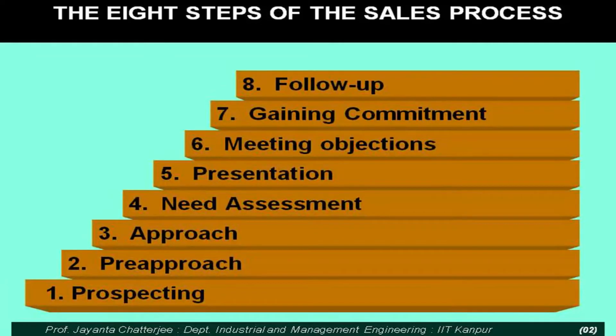Now, in the last session, I had introduced to you the 8 steps of the sales process. And I had also mentioned, and I think it bears repeating, that normally salespeople often jump to stage 5, which is presentation. That means they meet with the customer and like to get into the details of the products and what they can offer and the services and so on.